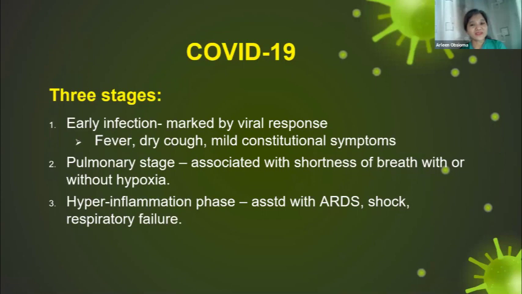So there are three stages of the infection. The first stage is the early infection, which is marked by a viral response. It may be manifested as fever, dry cough, mild constitutional symptoms. And most patients actually only have this stage of the infection. But some will proceed to the next stage, which is the pulmonary stage. It is associated with shortness of breath, with or without hypoxia, or decrease in the oxygen saturation in the blood. And then an even smaller subset of patients also proceed to the hyperinflammation phase, which is associated with acute respiratory distress syndrome, shock or drop in the blood pressure, and respiratory failure.